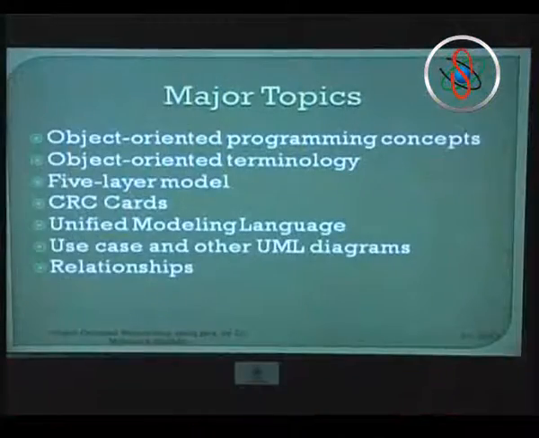Our lecture is going to be through Object Oriented Programming concepts. We are going to discuss the main and originality of Object Oriented Programming. Object-oriented terminology: there are so many terms related to object-oriented that we are going to cover, and we cover the 5-layer model, CRC card, and by the way, we are going to speak about the Unified Modeling Language and the relationship in general.